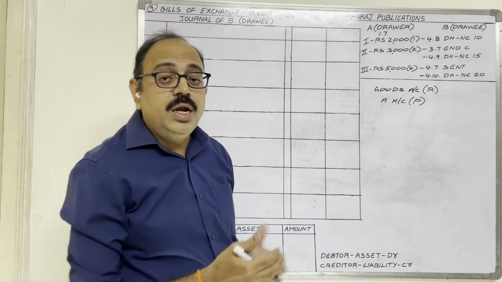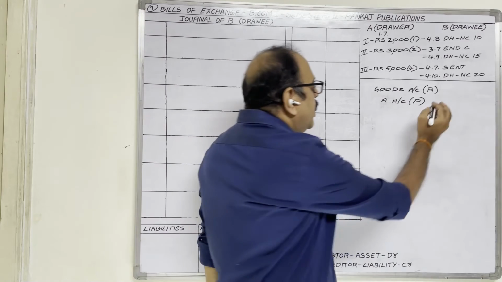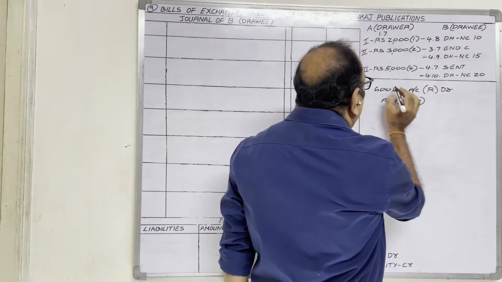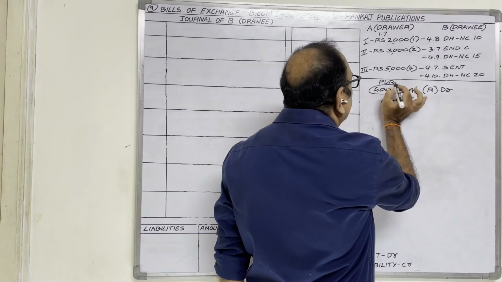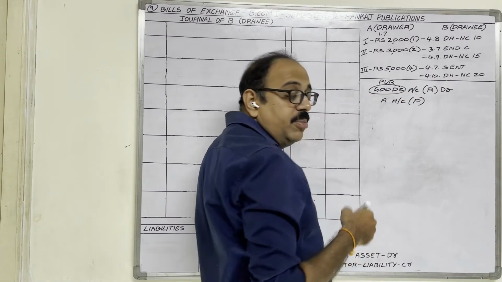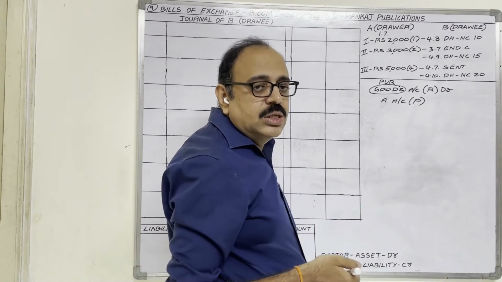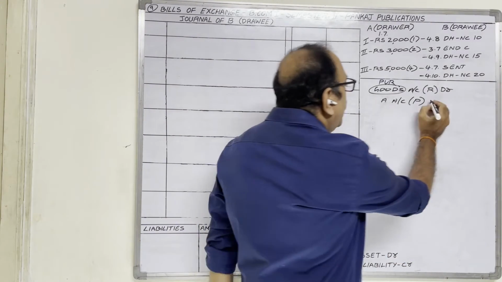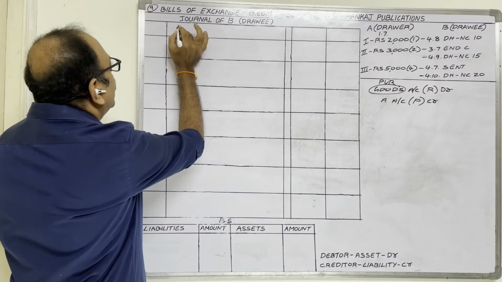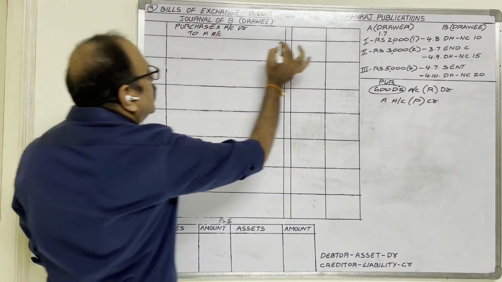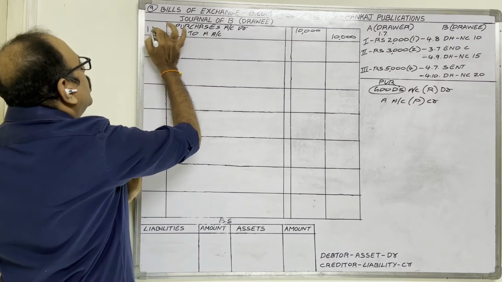Real account rule, debit what comes in, credit what goes out. Goods are coming in, so debit goods account. Instead of goods, write a transaction name, that is purchases. Personal account rule, debit the receiver, credit the giver. A is giving goods to us, A is a giver, credit A account. Final entry is purchases account debit to A account. Amount 10,000 rupees. Purchase date is 1st July.